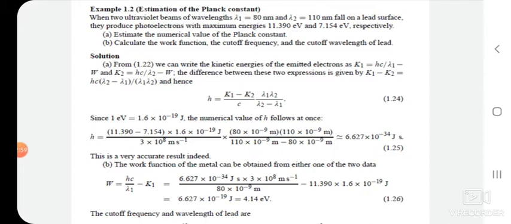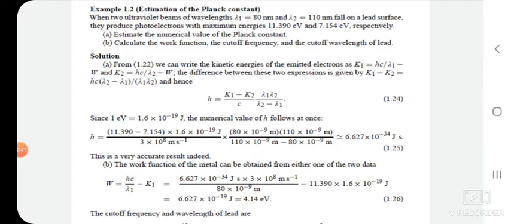Hence the numerical value of h can be written as: (11.39 minus 7.154) into 1.6 into 10 to the power of minus 19 joule divided by c. C is the velocity of light, which is equal to 3 into 10 to the power of 8 meter per second, into lambda 1 equal to 80 nanometer, 80 into 10 to the power of minus 9 meter, and lambda 2 equal to 110 nanometer, 110 into 10 to the power of minus 9 meter, divided by lambda 2 minus lambda 1, that is 110 minus 80 into 10 to the power of minus 9 meter.